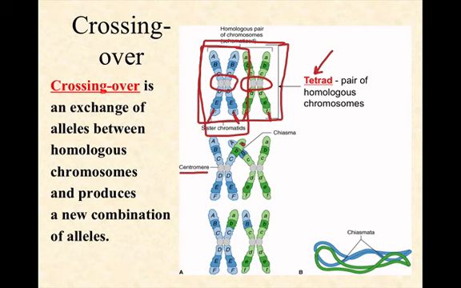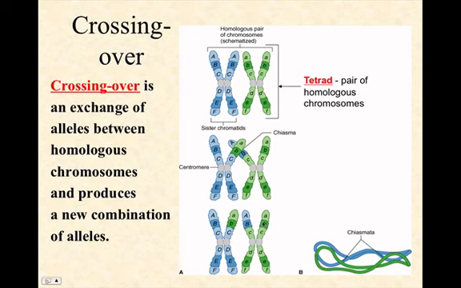Now, what happens is because they're so compact within the nucleus, and they are sitting next to each other, they just happen to lay on top of one another. And so some of the traits will flip-flop from one chromosome to another chromosome. And that's called crossing over. And that happens, once again, in prophase 1.